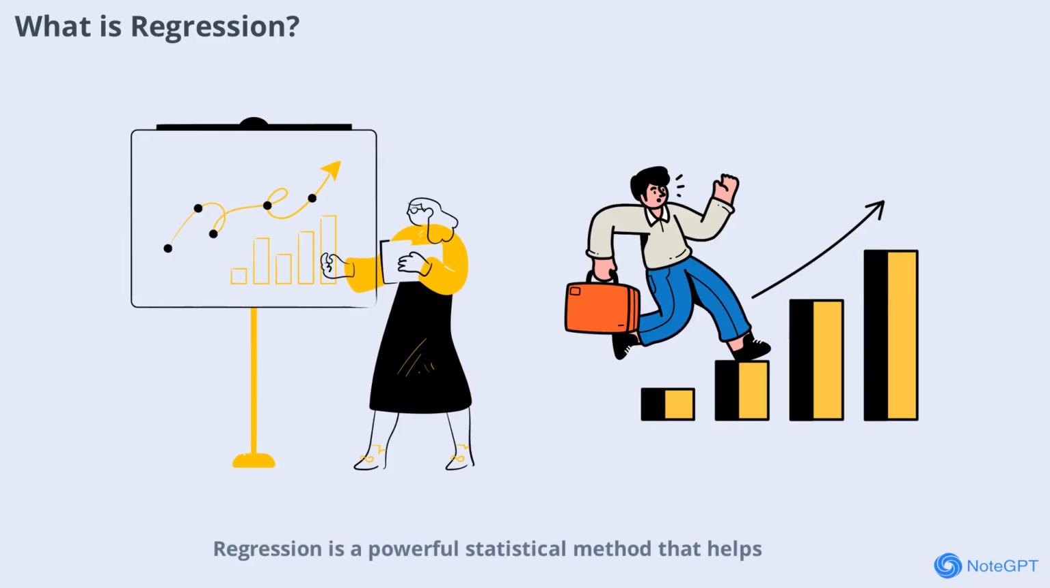Regression is a powerful statistical method that helps us uncover the relationship between two types of variables. Imagine you want to know how your years of experience might affect your salary, or how the age of a mobile phone impacts its price. Regression provides a way to analyze these connections and make predictions. At its core, regression helps us understand how one thing influences another, making it a fundamental tool in data analysis.